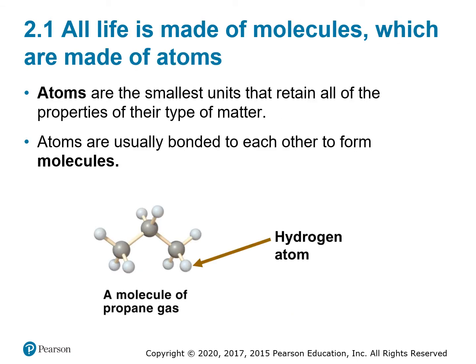Atoms are the smallest unit that retains all of the properties of their type of matter. So for example, a hydrogen atom is the smallest unit that we can have of hydrogen. Atoms can bond together to form molecules. For example, we can have two atoms of oxygen form together to form an O2 molecule.